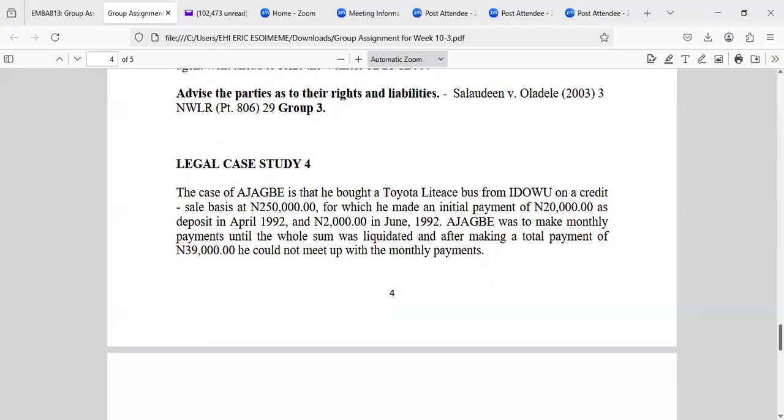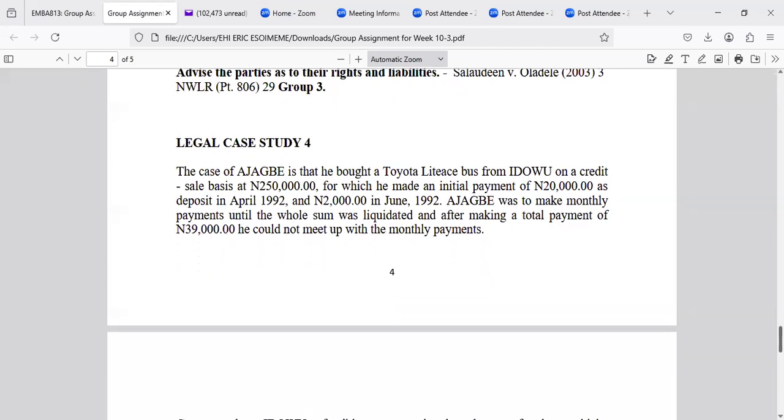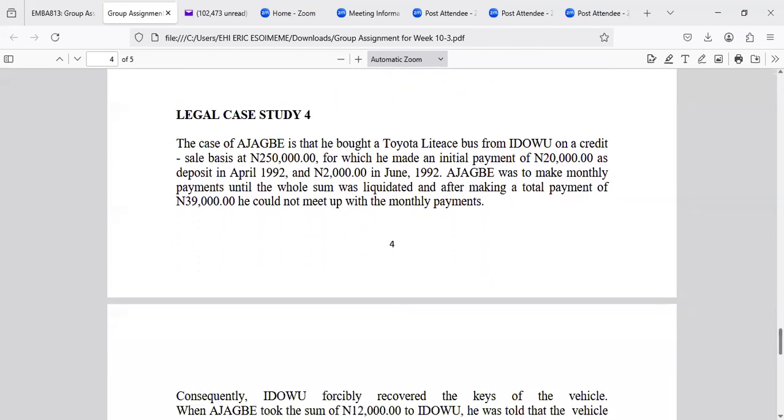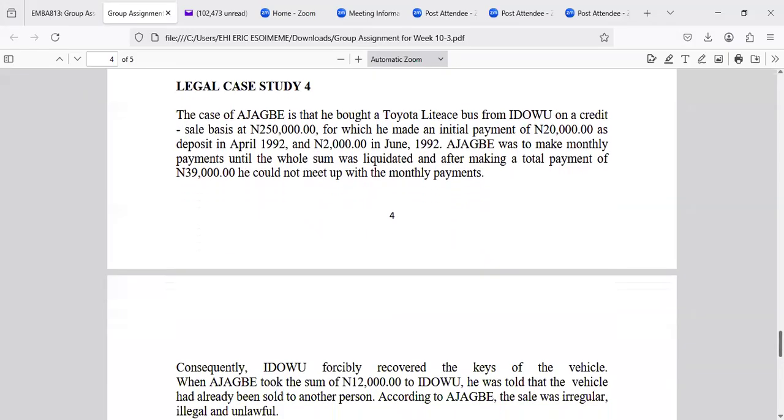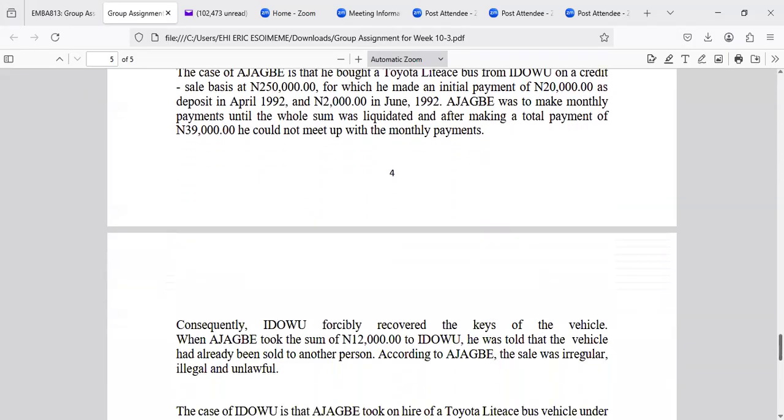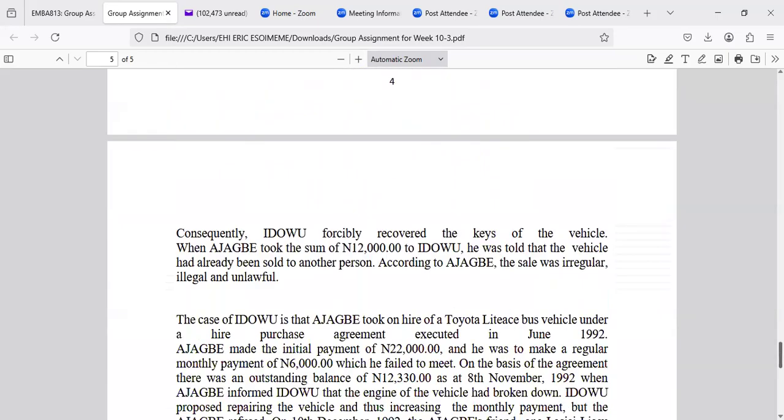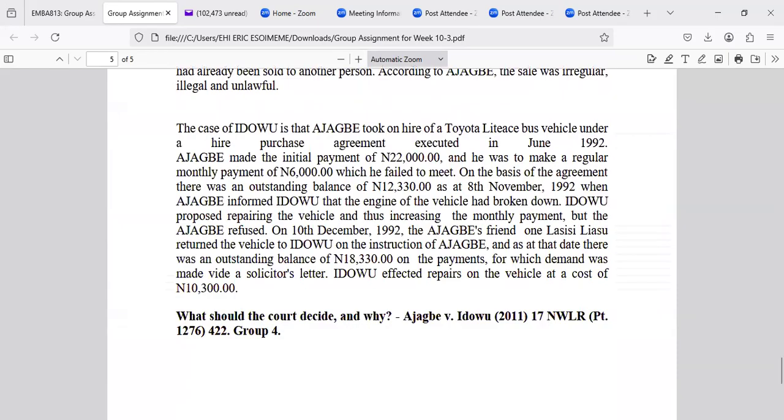Group 4 looks at the case of Ajabe, who bought a Toyota from Idowu on a credit sale of 250,000, for which he made initial payments, and obviously he defaulted. That was one of the facts of the case. I want us to see, for the last part, how this was addressed by one of the students here for group 4, which I think was really an amazing one to see how they actually addressed this. So let's see.